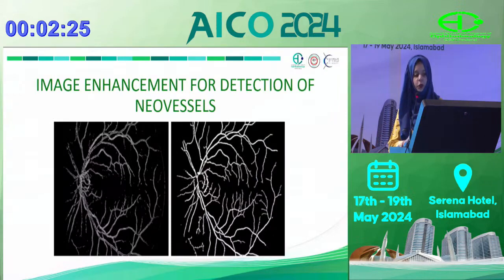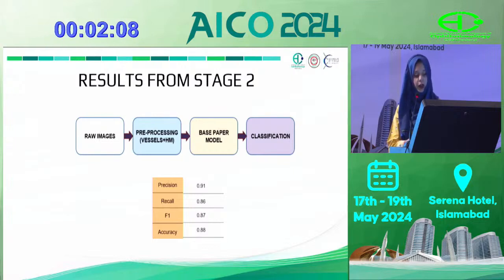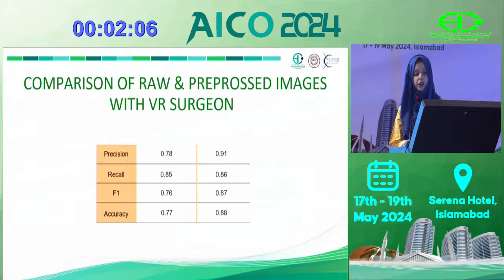Image enhancement for the detection of neovessels: you can see on the left-hand side there is no clarity, but when we applied the filters, we can see the increase in the clarity and the hue. The results from stage 2 showed an accuracy of 0.88, a recall of 0.86, and a precision of 0.91. When we compared the raw images with the pre-processed images, we achieved an increase in precision from 0.78 to 0.91, and accuracy also increased from 0.77 to 0.88.